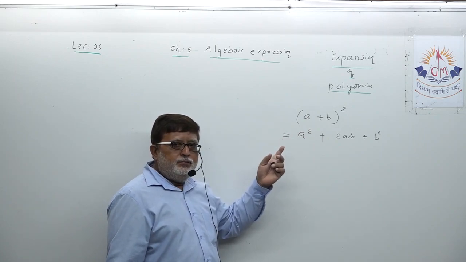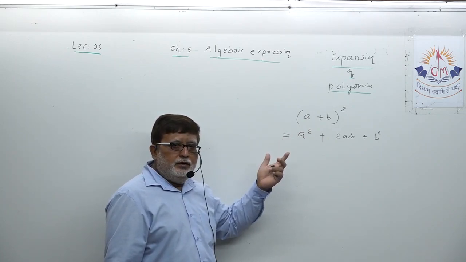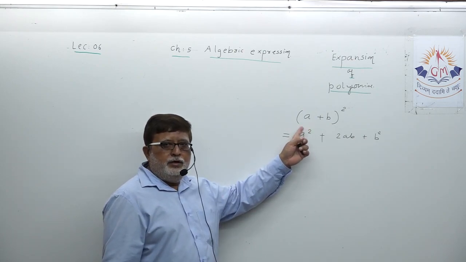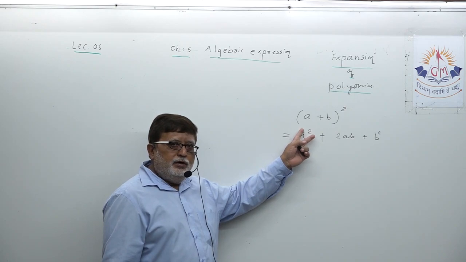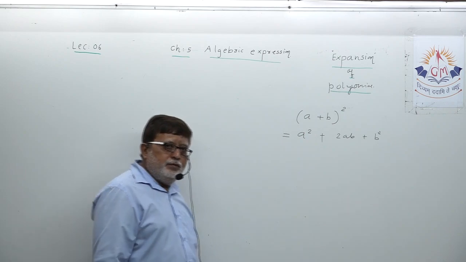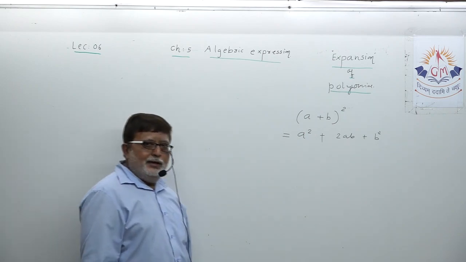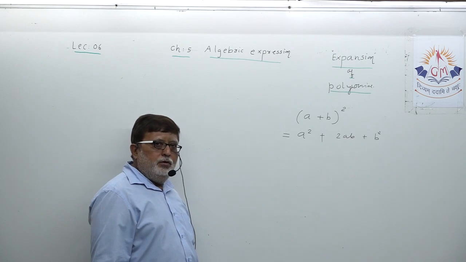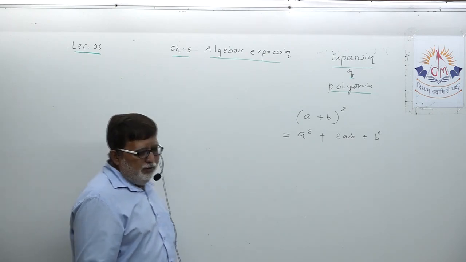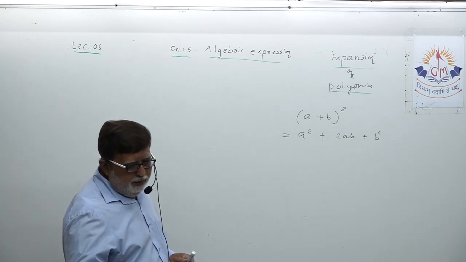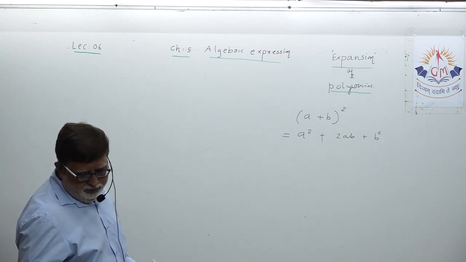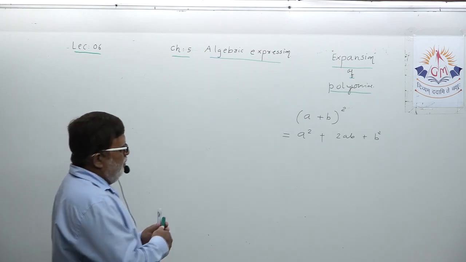Every time you solve any example, you will not get a and b. In place of a and b, you will get some term, but this is the standard formula which will help us to solve all examples. A plus b whole square equal to a square plus 2ab plus b square. Okay, you need to remember it.